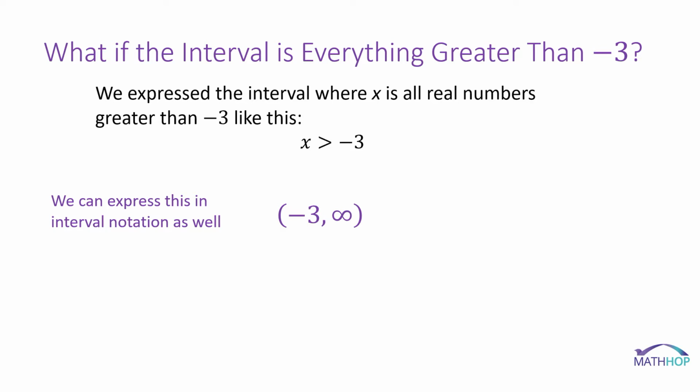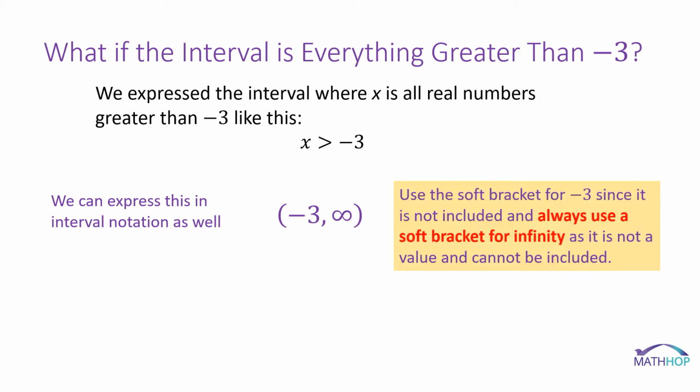than -3 goes to infinity. Now be careful. With infinity, it always gets a soft bracket. -3 gets a soft bracket because it's not included. There's not or equal to -3. But infinity always gets a soft bracket because it's not a number, it's not a value, you can't include it.